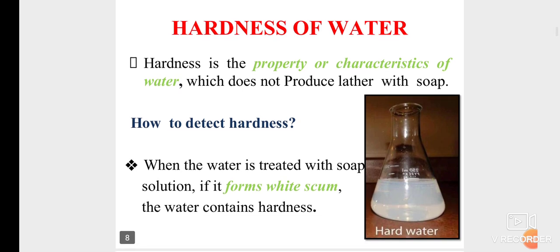Okay. Now we are going to some properties of water. The first property is hardness. Hardness is the property or characteristic of water which does not produce lather with a soap solution. So how do we detect hardness? When the water is treated with a soap solution, if it forms white scum, which as I already told means precipitate, we call it hard water. So hardness is mainly due to calcium and magnesium salt. Hardness is the property of water that does not produce lather with the soap solution, due to the presence of calcium and magnesium salt forming scum-like or precipitate-like substances.